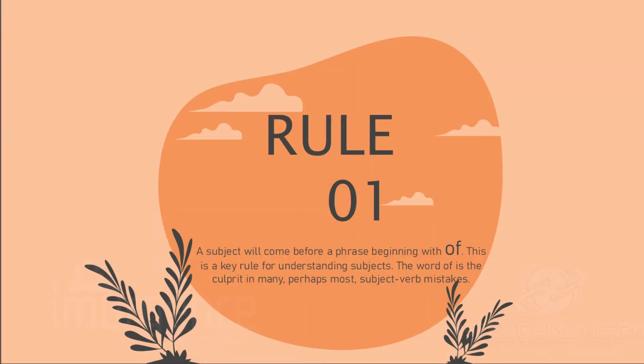Rule number 1. A subject will come before a phrase beginning with of. This is a key rule for understanding subjects. The word of is the culprit in many, perhaps most, subject-verb mistakes. Let's look at a few more examples.